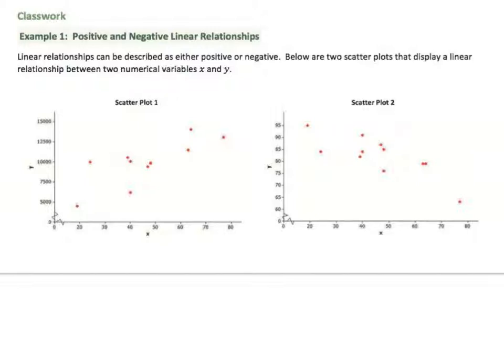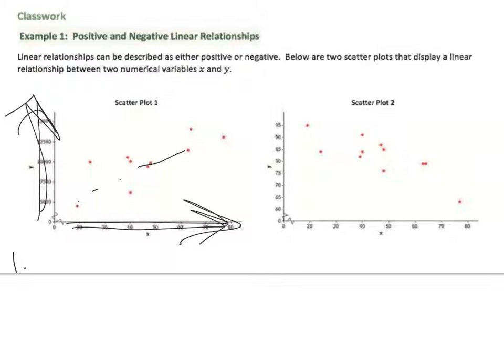Positive and negative linear relationships. Linear relationships can be described as either positive or negative. Below are two scatter plots that display a linear relationship between two numerical variables, x and y. All right, the first question, which I actually have in the next slide, but I need this to look at to answer it, asks, the relationship displayed in scatter plot 1 is a positive linear relationship. That means as this increases, that increases. So as our x's go up, our y's go up. And we can sort of see that pattern there.